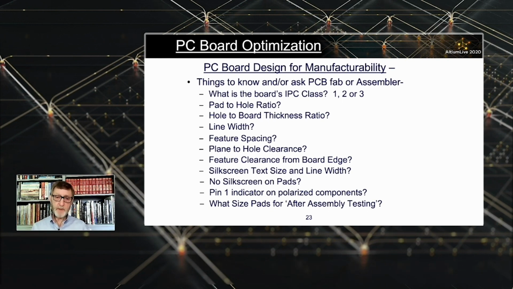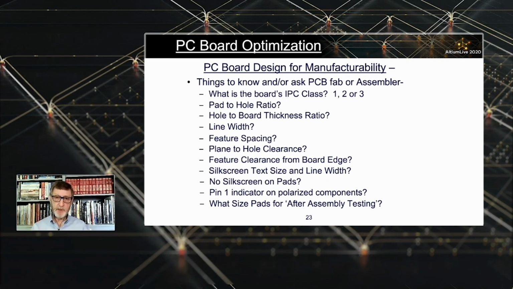What are the pad to hole ratios that your fabricator can live with? What's the hole? This is a very important one. We talked about it earlier. Hole to board thickness aspect ratio. What is the hole to board thickness ratio they can live with, and where does a premium start to kick in? And where does it get so small they can no longer do it? You need to know all of those numbers and live within the numbers. What's the minimum line width? What's the minimum space, feature spacing? What's the plane to hole clearance?